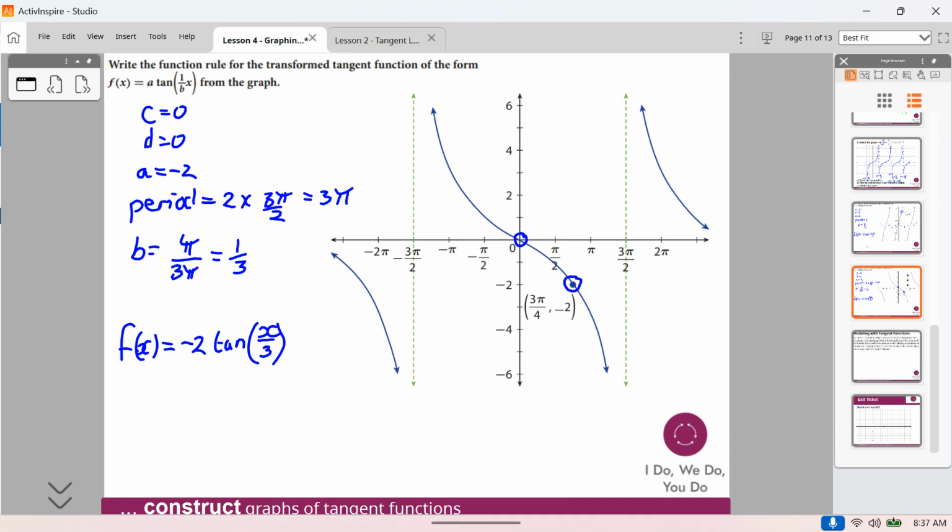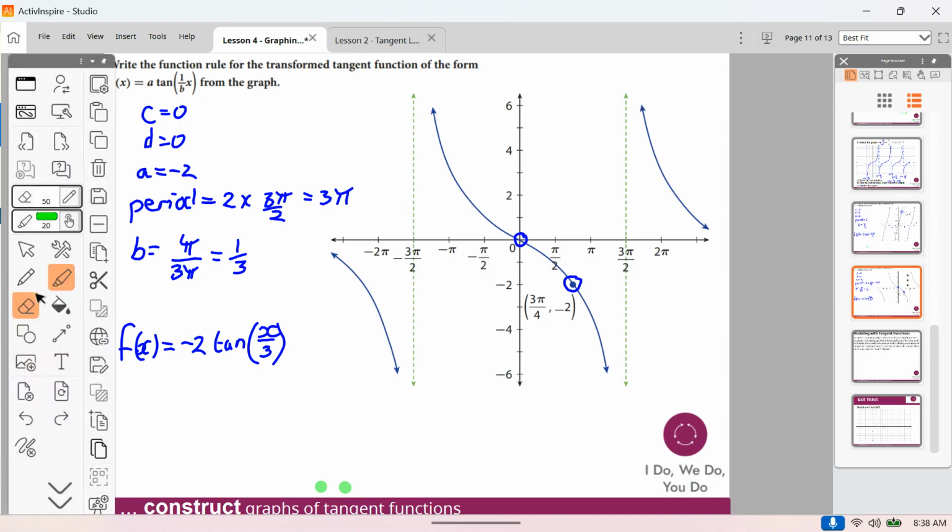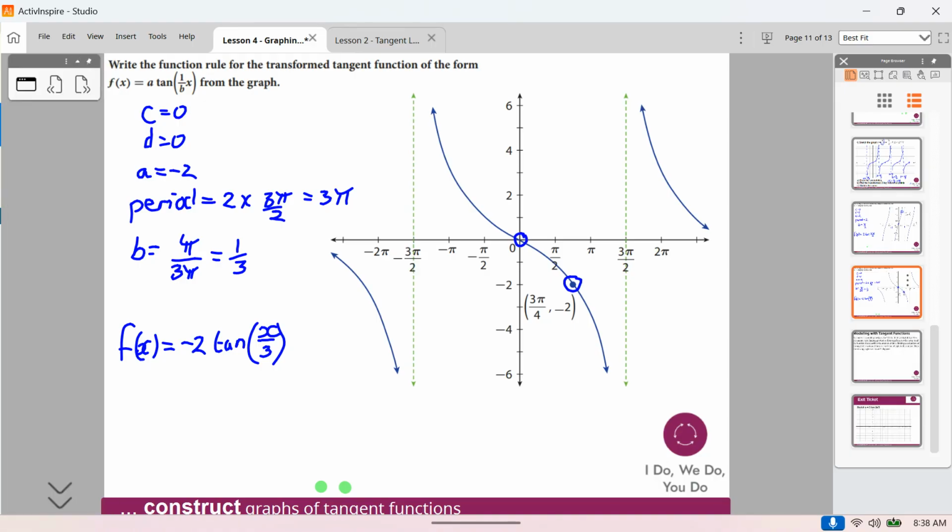Whenever you write a function, it should always be well defined. You should always state the domain. So the domain for this one, where x is not equal to 3 pi over 2 plus n 3 pi. That's the asymptotes. That defines the domain of the function. So this is a well-defined function.